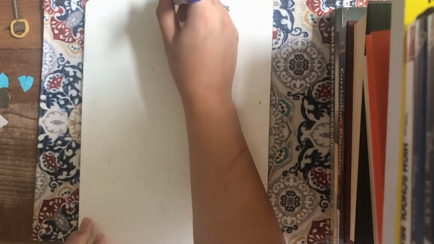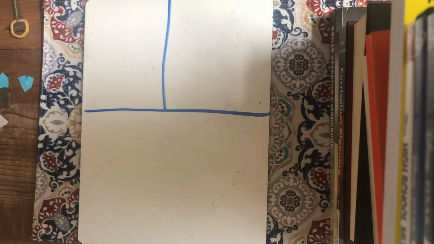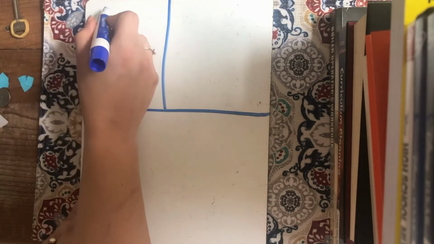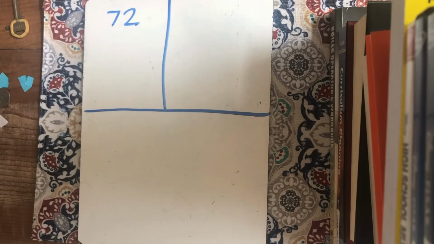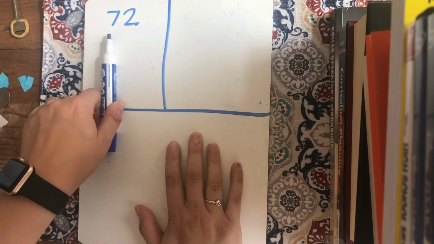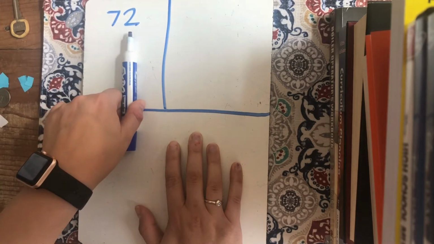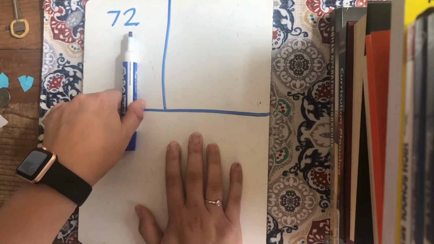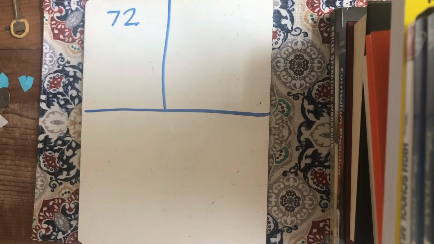I'm going to draw my T-chart. Our number today is going to be 72. So now we're in the 70s. 72. All right, how many tens are in the number 72? 7. Good job. How many ones are in 72? 2. Good job. So we are going to make a model of that.